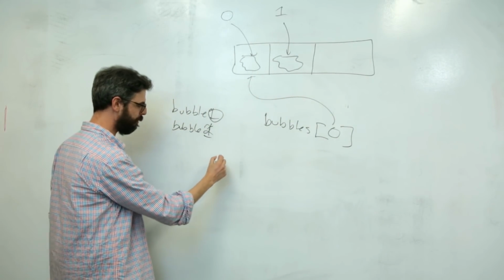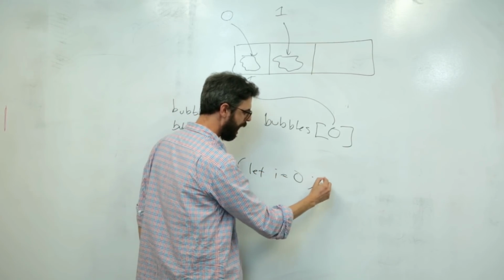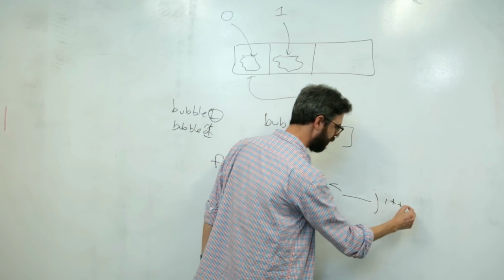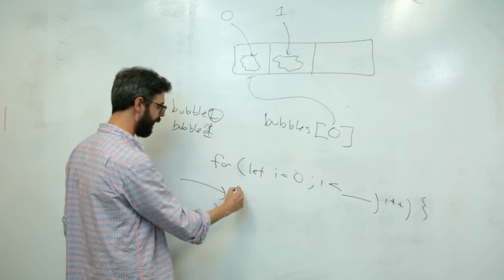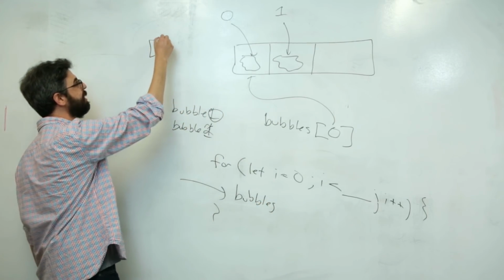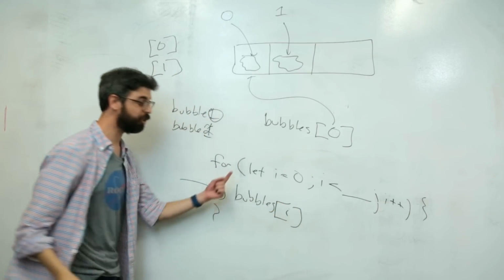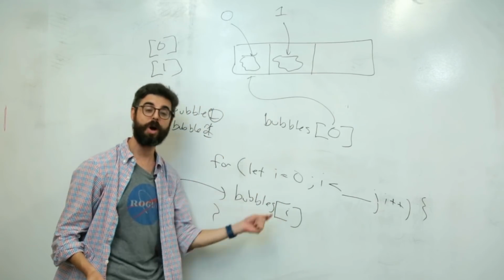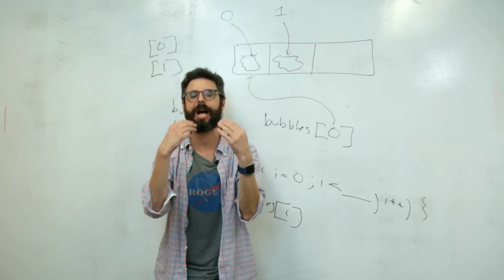If I say for let i equals 0, i is less than some number, i plus plus, then inside here, I can refer to that array called bubbles. Instead of hard coding in 0, hard coding in 1, if I just say bubbles index i, this is going to repeat many times with a different value for i. i is 0, then it's 1, then it's 2, then it's 3. So this is a way of iterating, accessing every single element of that array.